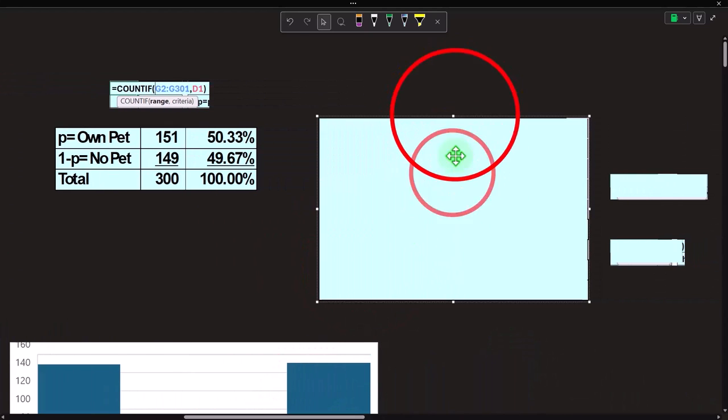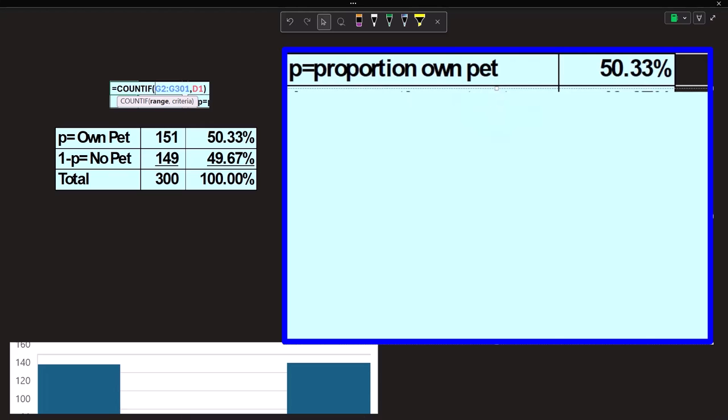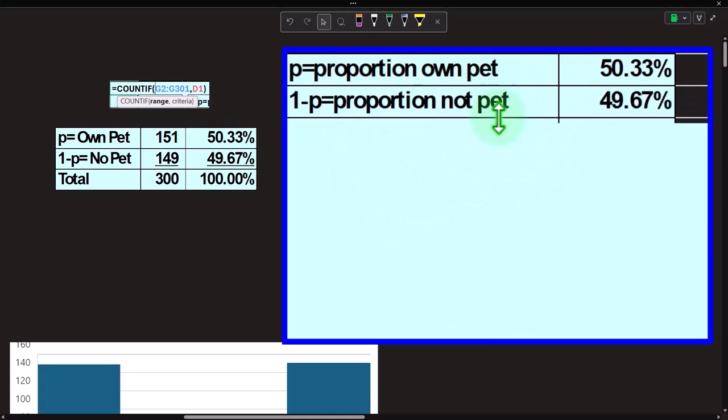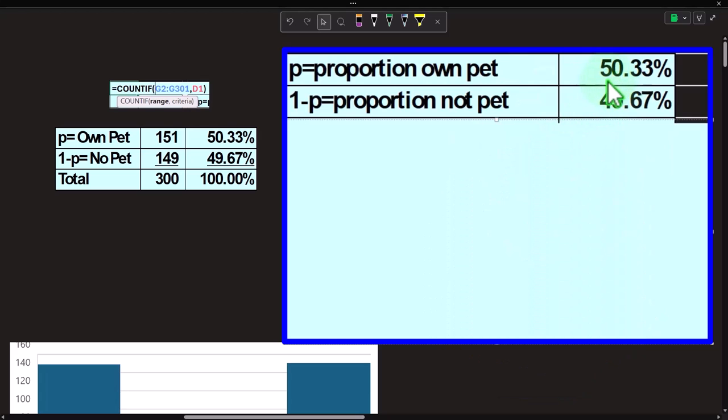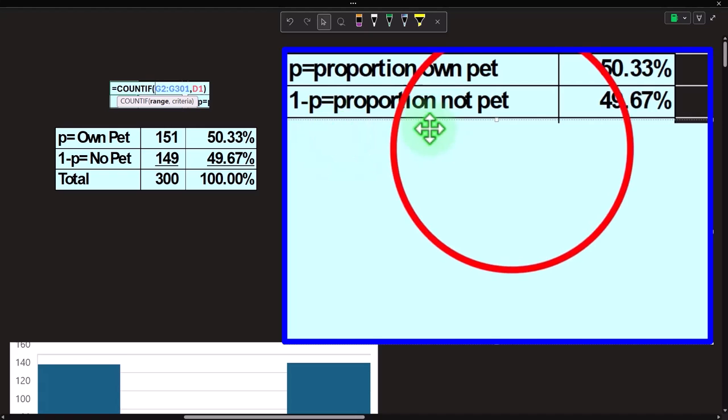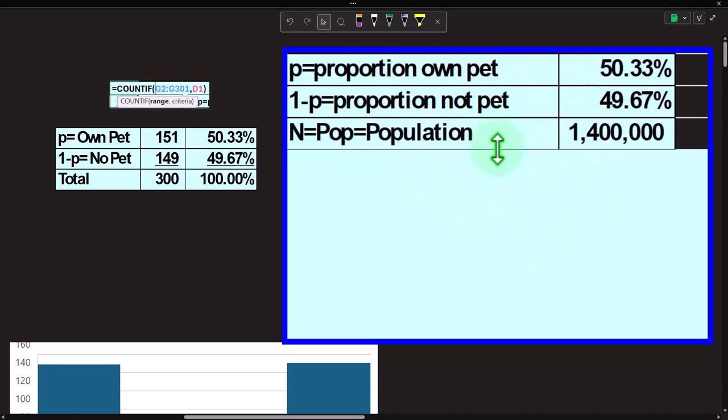Okay, let's go over here and say, all right, the proportion that own the pet, P, we're going to define as our 50.33. And then that means we can define the people that don't own the pet, 1 minus P, as the 49.67, which of course we can derive by saying if 50.33 own the pet, then 1, or 100%, minus P gives us the 49.67 that do not.